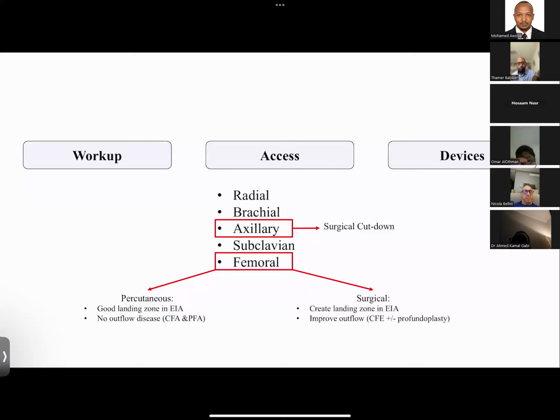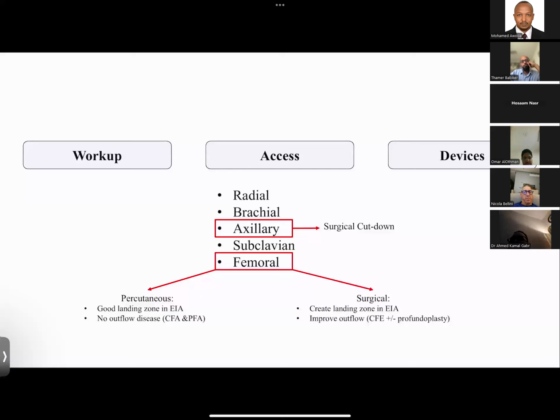And this is why, as part of the workup, my CT always involves the arch vessels. So it's a full aortogram. Just in case I need to come from the top, I can plan my access as well. And if you're going to come the traditional way from the femoral artery, this can be either percutaneous or surgical. And percutaneous is reserved for those who have good landing zone in the aortoiliac artery with no outflow disease.